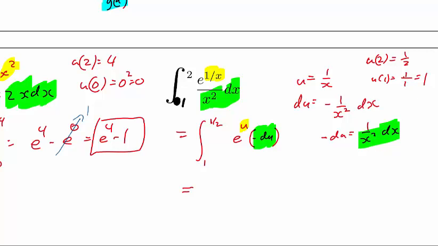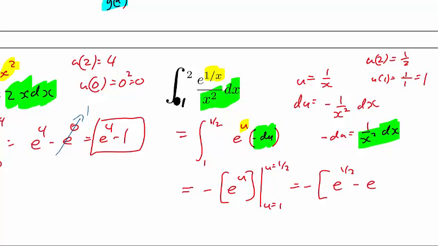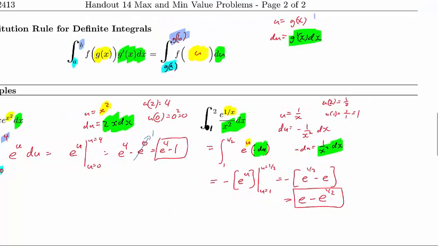And so we've got negative e to the u. And this is where u is going from 1 to 1/2. Right, and it's always going to be the second one minus the first one. So we have e to the 1/2 minus e to the first power. Let's go ahead and distribute this negative across so that we get e minus e to the 1/2. Okay. And there we are, that's it. That's the answer. All right, moving forward.